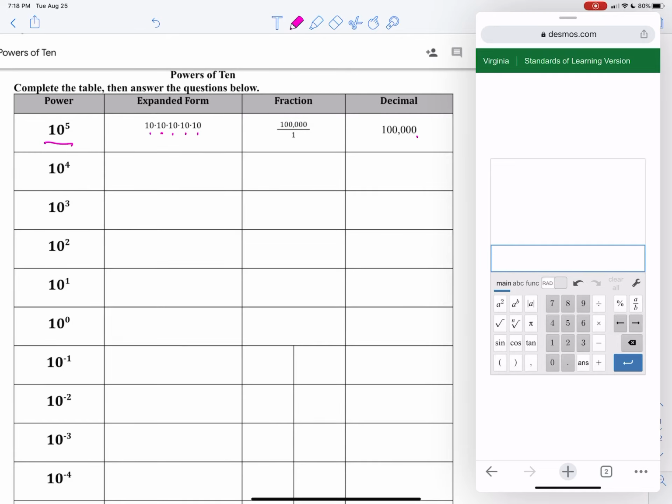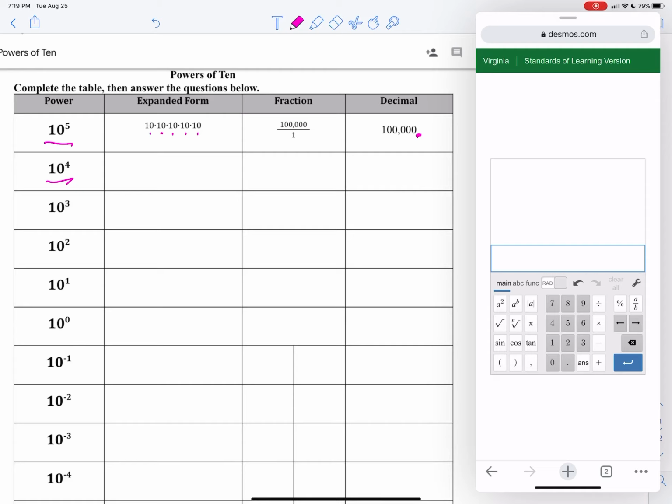And then last year you learned about the pattern. So if it's 10 to the 5th power, then it's going to be a 1 and 1, 2, 3, 4, 5 zeros. And then you can always write a number as a fraction by putting 1 in the denominator if it's a whole number. So the decimal would be 100,000, and the decimal would be all the way at the end.